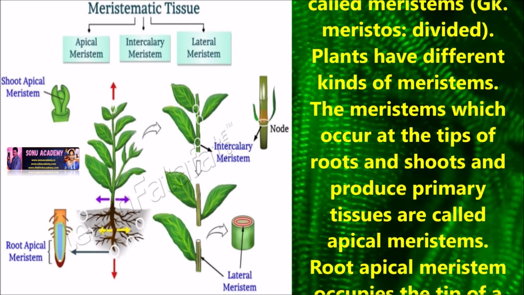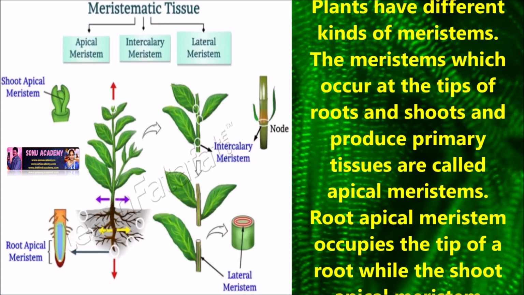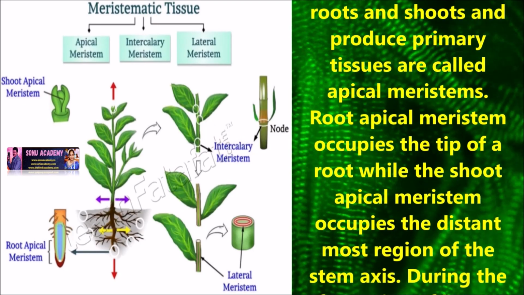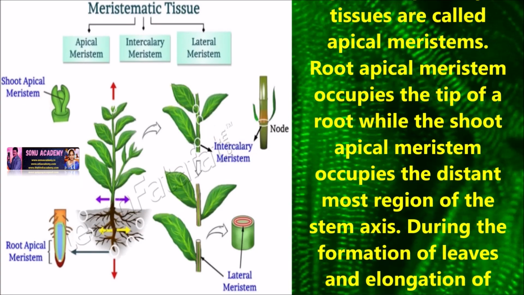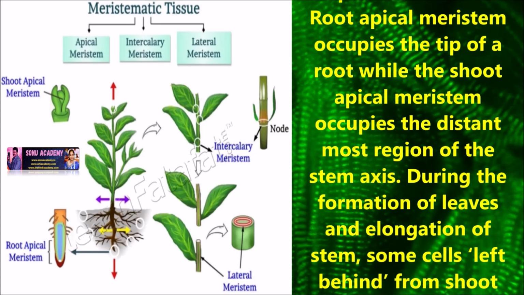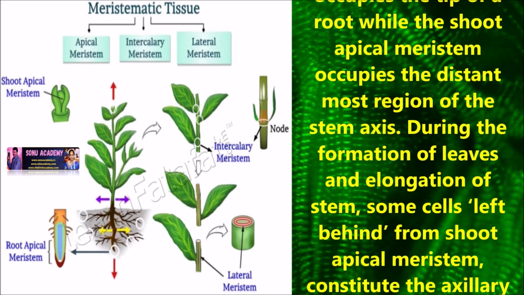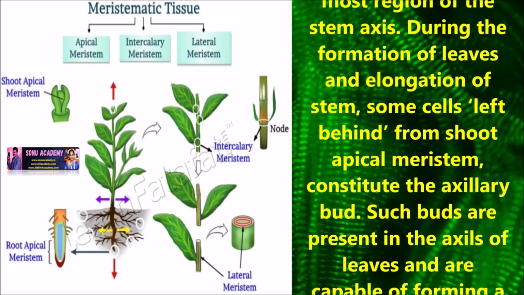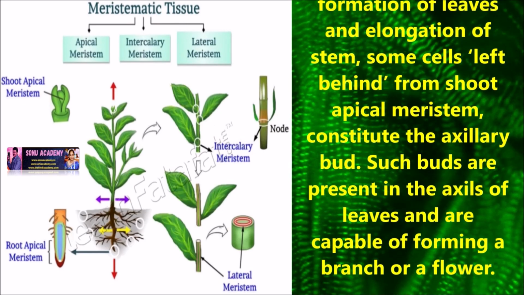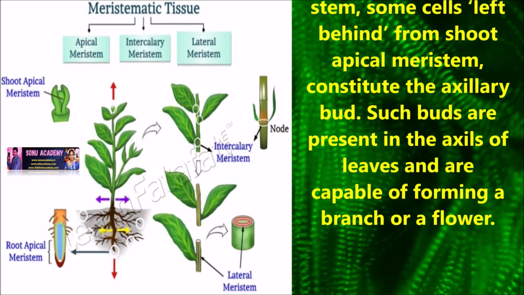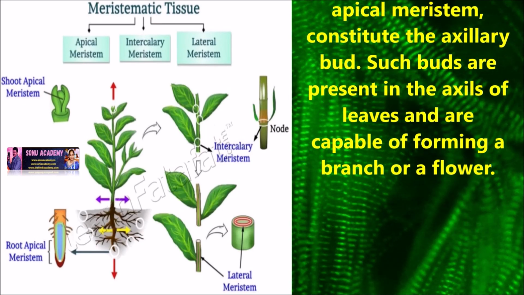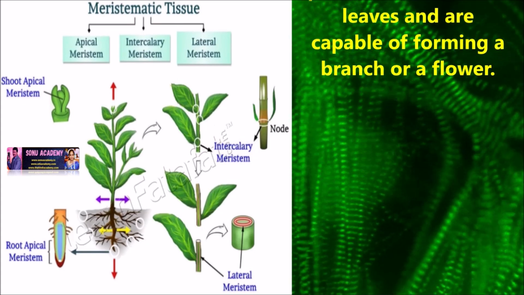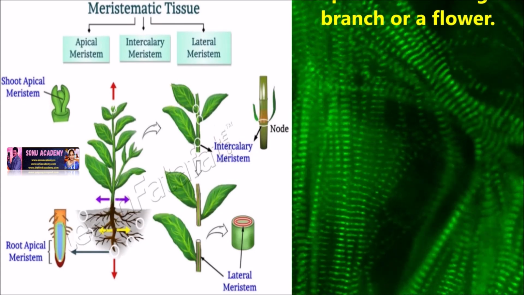Plants have different kinds of meristems. The meristems which occur at the tip of roots and shoot and produce primary tissues are called apical meristem. Root apical meristem occupies the tip of a root, while the shoot apical meristem occupies the distal-most region of the stem axis. During the formation of leaves and elongation of stem, some cells left behind from shoot apical meristem constitute the axillary bud. Such buds are present in axils of leaves and are capable of forming a branch or a flower.